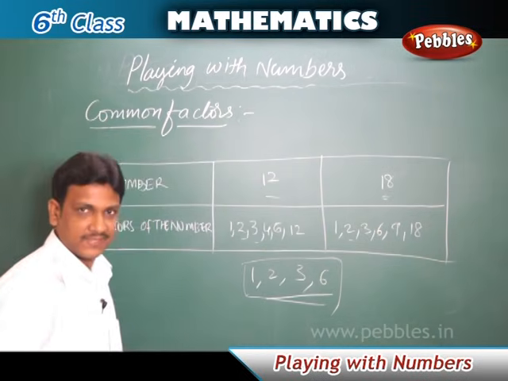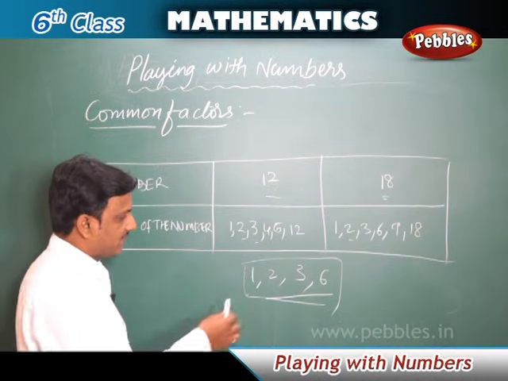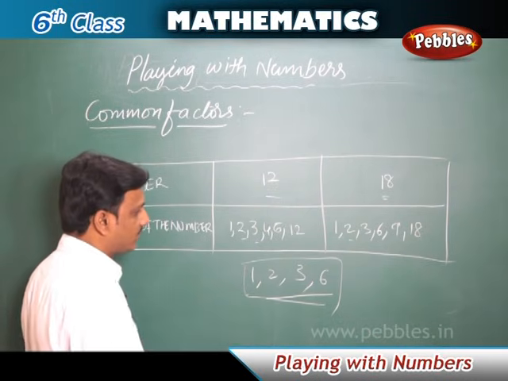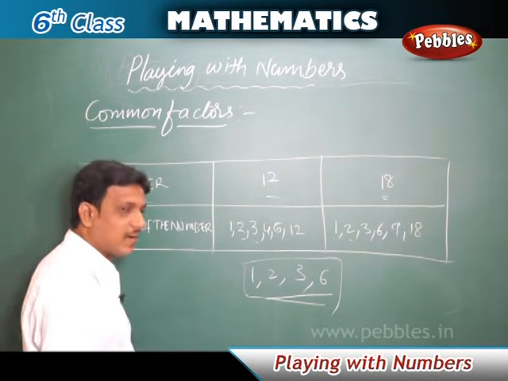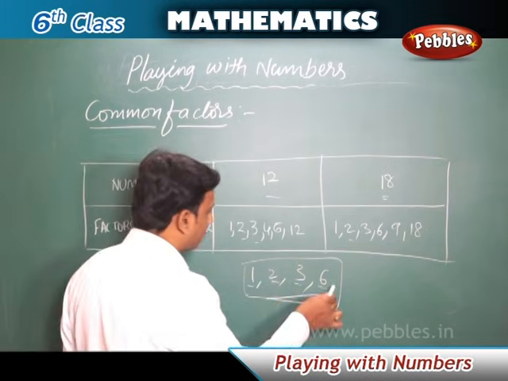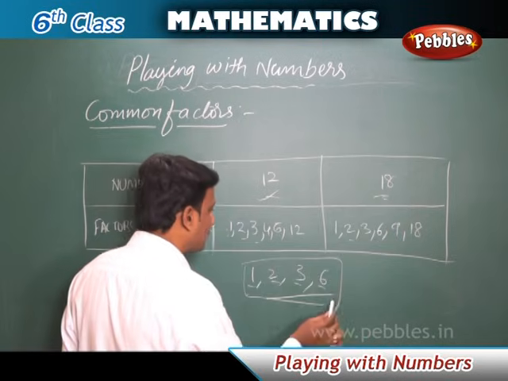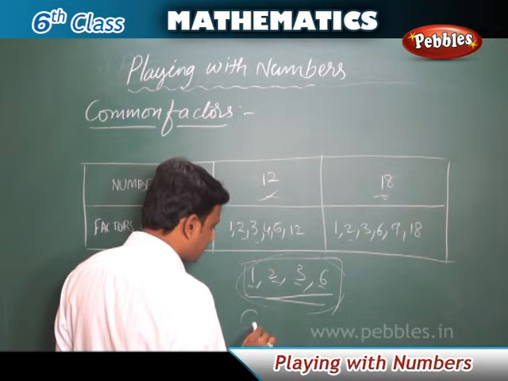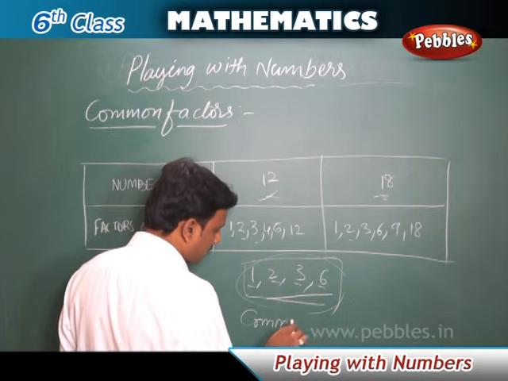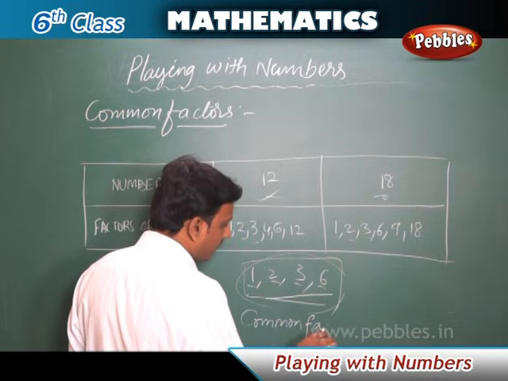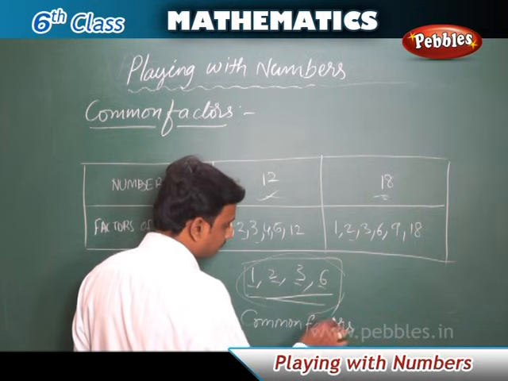So what is a common factor? If numbers are the factors of all the given numbers, they are called common factors. So these numbers are factors for 12 and 18. They are the factors for both the given numbers. So we call them common factors.